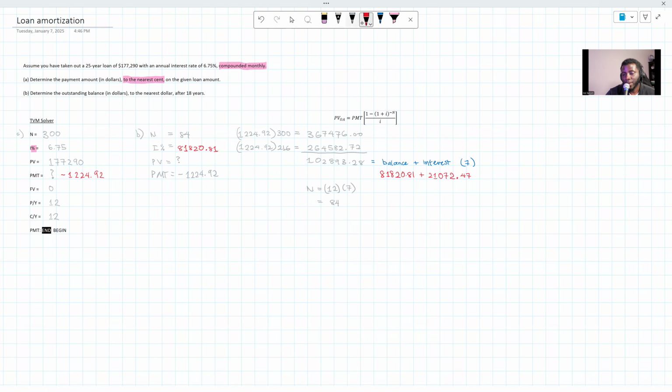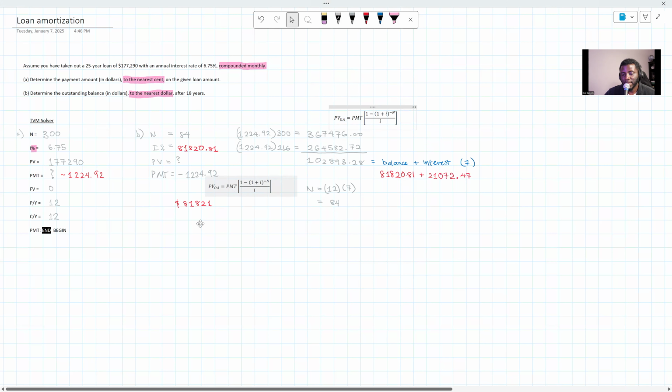And the answer to part B would technically be 81,821, since the question says we should round to the nearest dollar. So that's how you would do this kind of question, at least using the TVM solver. So now onto the second part that I mentioned, as in doing it the longer way.